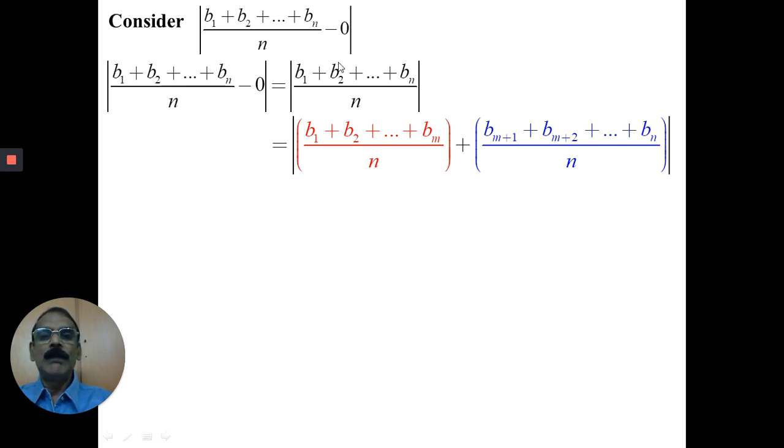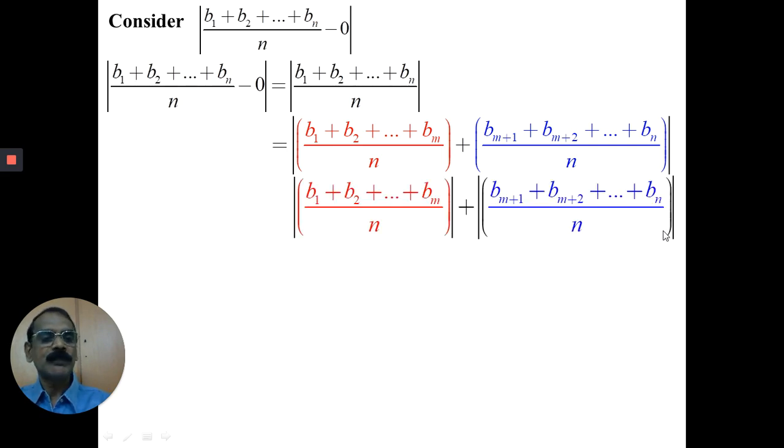That is, (b1 + b2 + ... + bn)/n can be written as modulus of (b1 + b2 + b3 + ... + bm)/n plus (bm+1 + bm+2 + ... + bn)/n. The value will not change. Now what would be the next step? Look at this here. This is a whole modulus, whereas here it is split into two. Modulus for the first term, then modulus for the second group. Now what do we have to write here? Can we write an equal sign here?